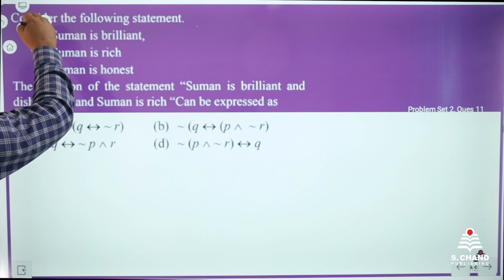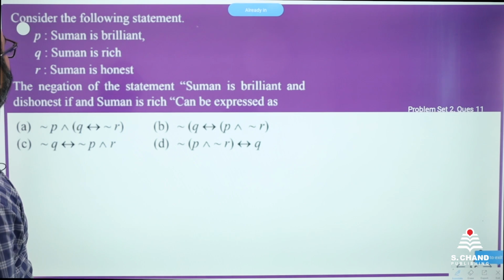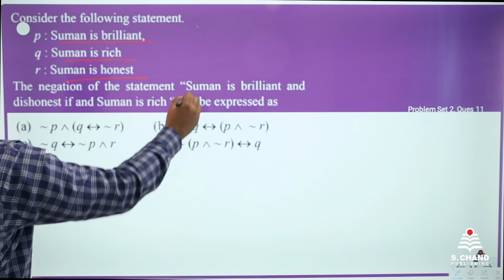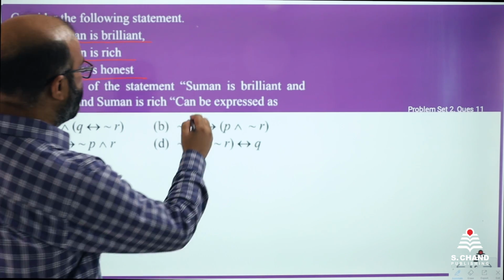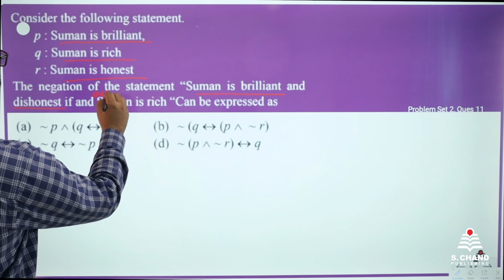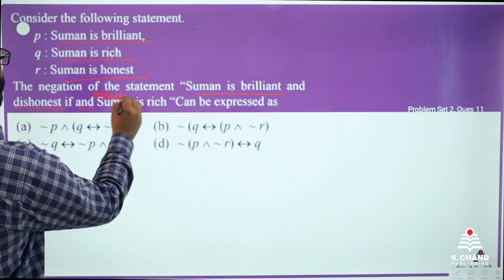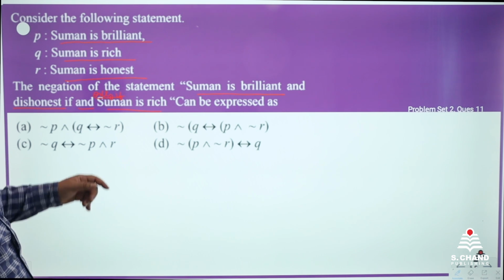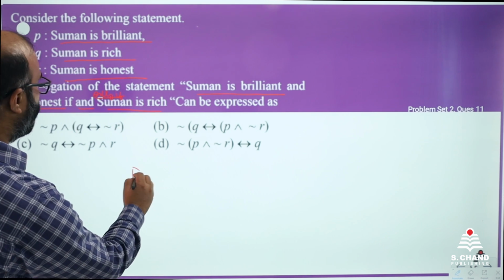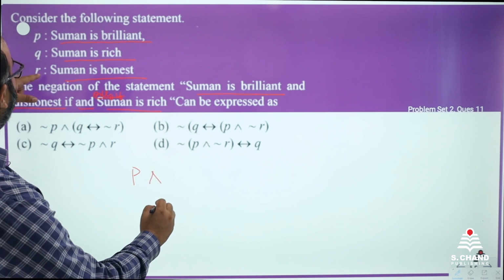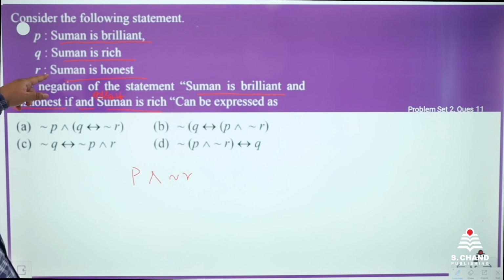Next question says, consider the following statements. P: Suman is brilliant, Q: Suman is rich, R: Suman is honest. The negation of the statement: Suman is brilliant and dishonest if and only if Suman is rich. This is a double implication here. So how can you write it with the help of mathematical connectives? Suman is brilliant, that is the statement P, and dishonest. So you will say and not of R, that is, Suman is not honest.